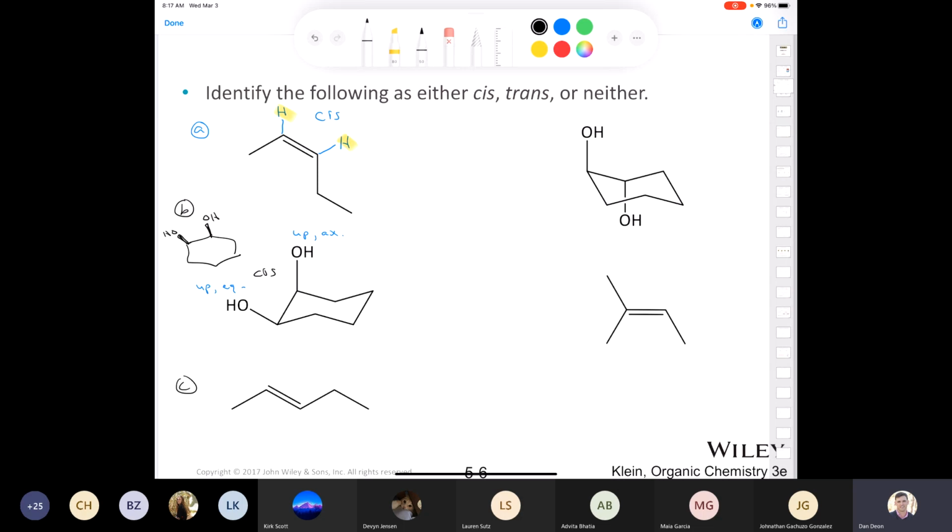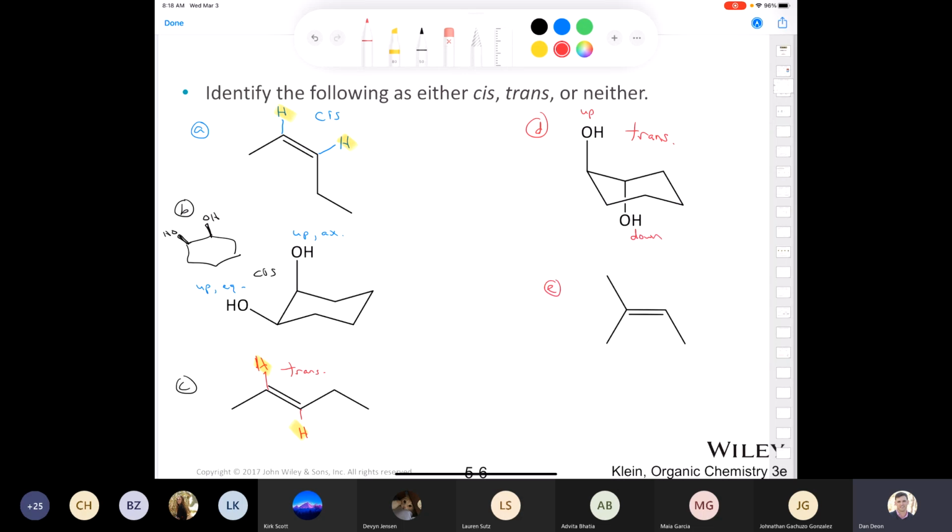Does anybody have a feeling about C? And it's not a trick. Would it be trans? Yeah, they're trans because the two hydrogens are identical groups and they're on opposite sides of the double bond. And so this is a trans alkene. Over here in D, we have a trans diol, which is what we call it when we have two alcohol groups in the same molecule. So this would be trans because they're on opposite sides. This one is pointing up, this one is pointing down.